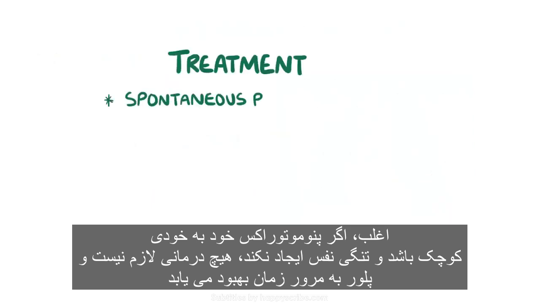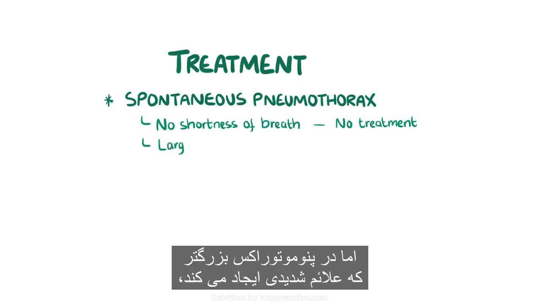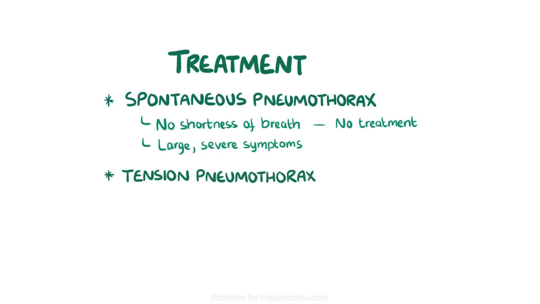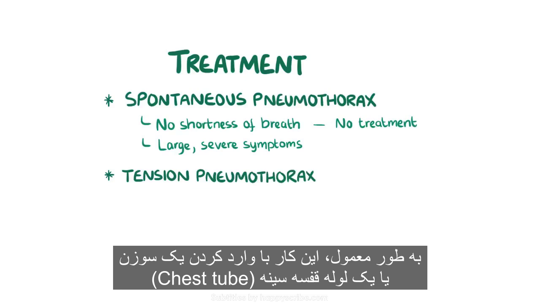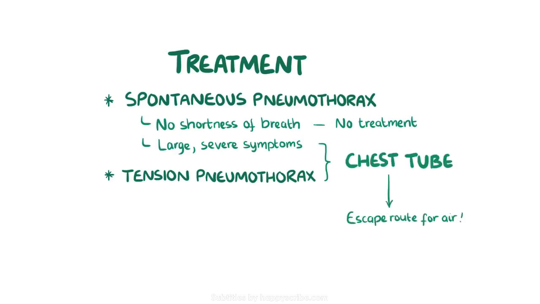Often, if a spontaneous pneumothorax is small and not causing any shortness of breath, no treatment is required, and the pleura will heal over time. But with a larger pneumothorax that's causing severe symptoms, or with a tension pneumothorax, the air needs to be removed. Typically, this is done by inserting a needle or a chest tube and providing an escape route for the air.